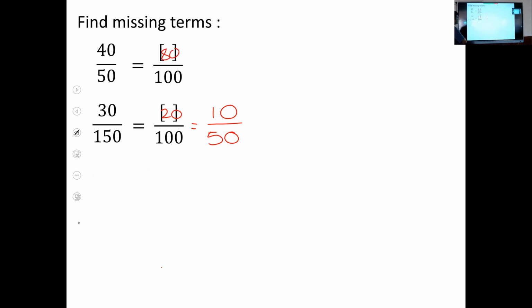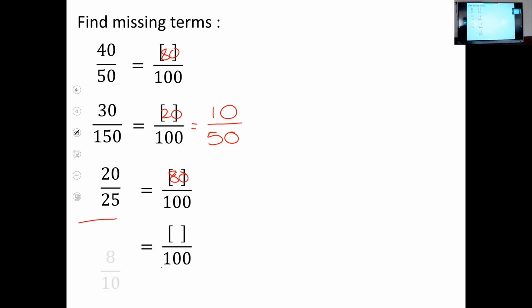Next, we will see what is there. We have 20 out of 25. Now you can see that 25 multiplied by 4 is 100. Similarly, 20 multiplied by 4, it will be 80 there in the box. Next, we have two fractions, 8 out of 10. So naturally 10 tens are 100, so 8 tens are 80 will be there in the box.